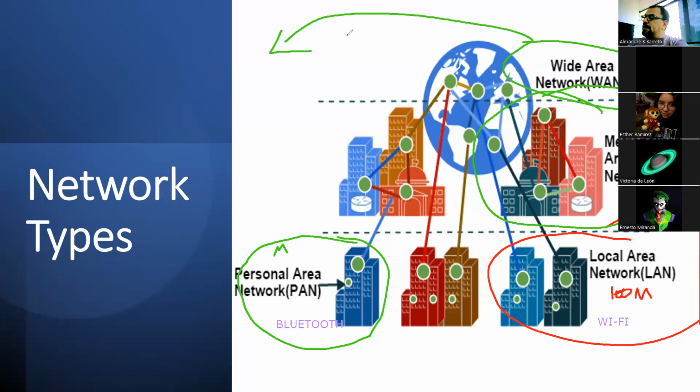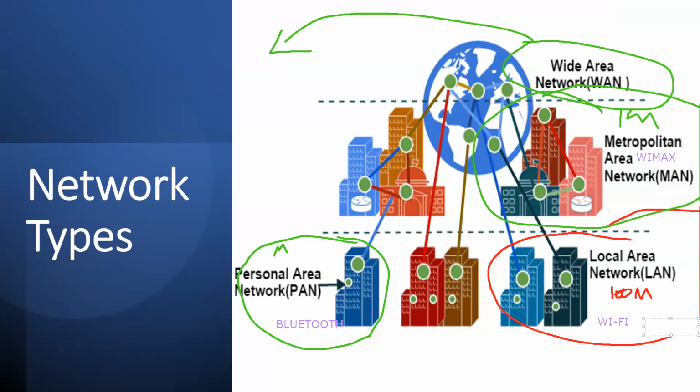The wide area network is a network that connects different networks in a large physical space, different geographic locations. For example, you connect one site in Mexico City to another site in Cancun, to another site in France, and other sites of this type of network.